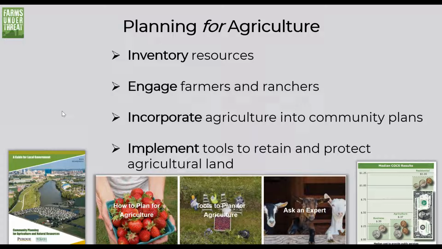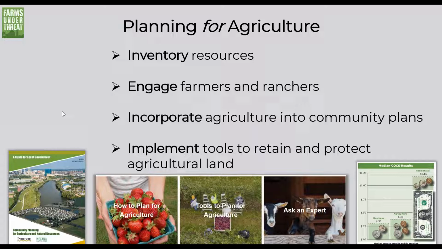These tools that you see here: inventorying resources throughout the rural areas, be it your best soils, your blue line streams, your aquifers, your historic and cultural resources, scenic viewsheds. Then engaging farmers and ranchers throughout the planning process, asking them how they feel and what they feel they need to protect enough land for the future of agriculture in that community, for all forms of agriculture. And then incorporating agriculture into community plans, into comprehensive plans if you have comprehensive planning. It's so important that that element is there.